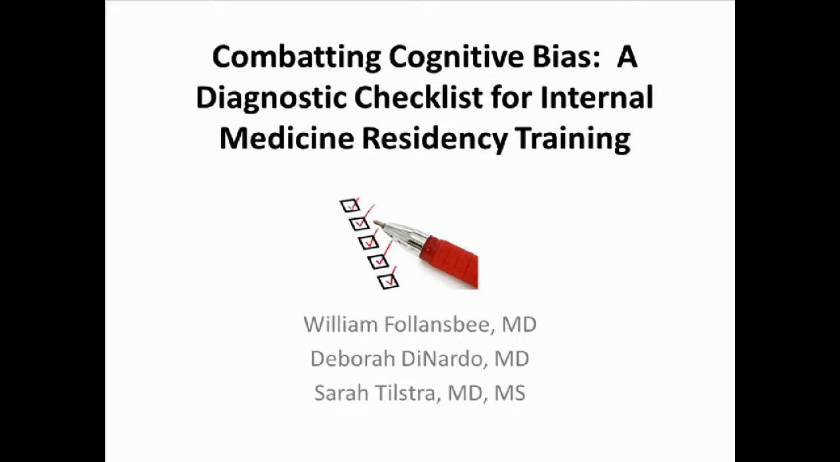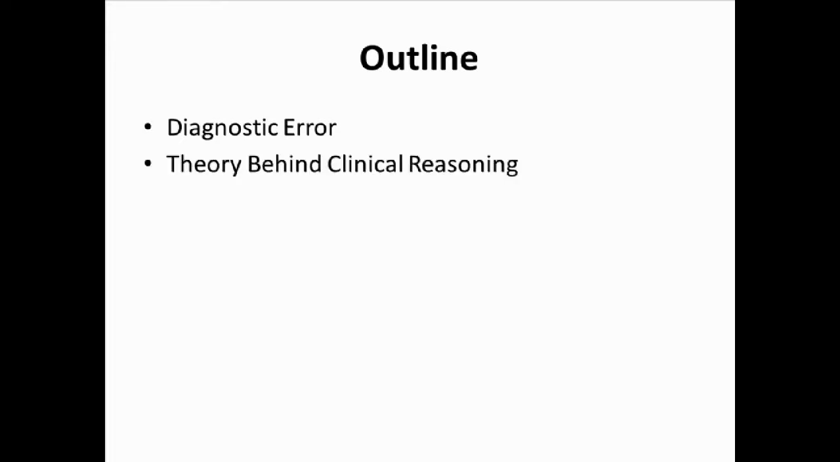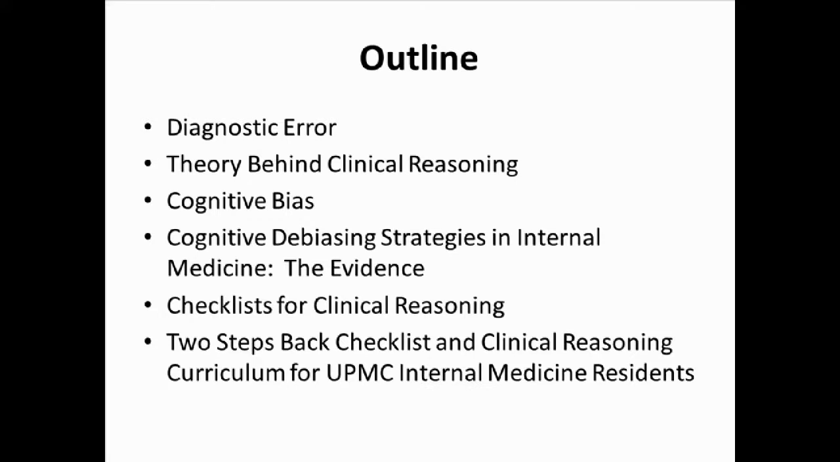So today we're going to talk about combating cognitive bias, a diagnostic checklist for internal medicine residency training. So let's start with that outline. We're going to first talk about diagnostic error and go through the theory behind clinical reasoning, how we all make decisions. Then we're going to lead into cognitive bias. We're going to talk about debiasing strategies, so things that we try to do to kind of combat that bias. We're going to talk about checklists and their use in clinical reasoning. And then lastly, we're going to talk about our project that we've been doing over the last couple of years.